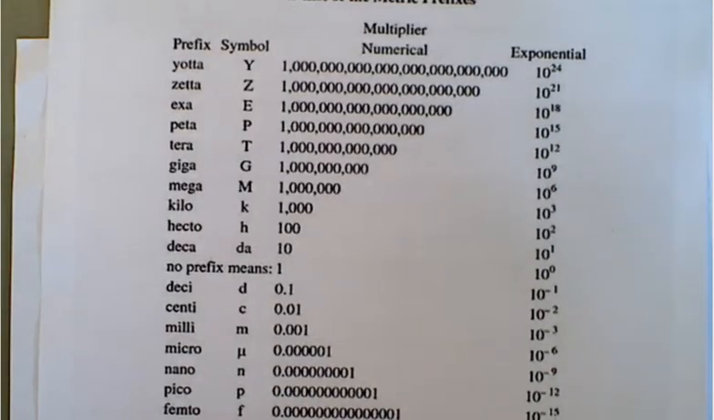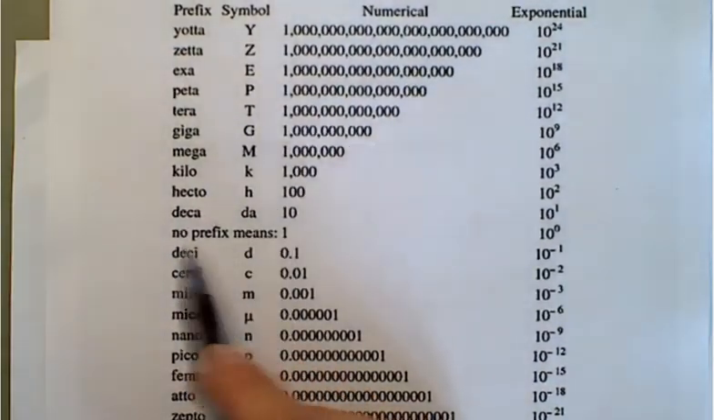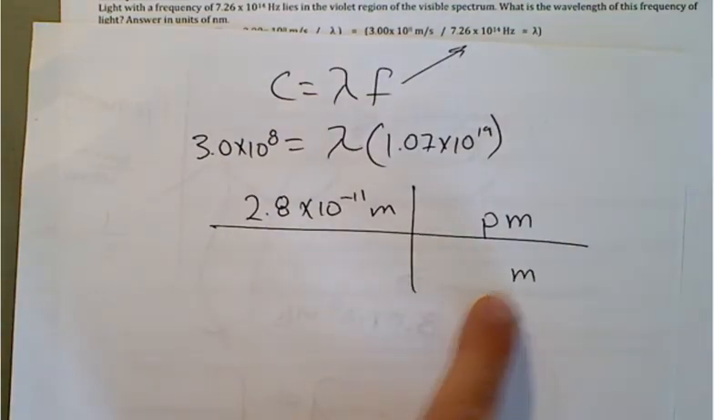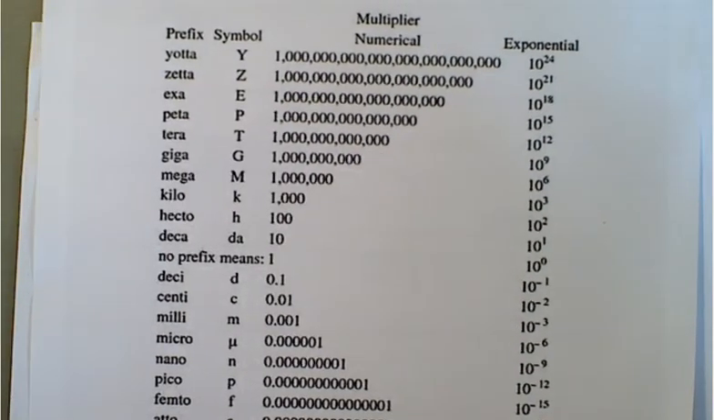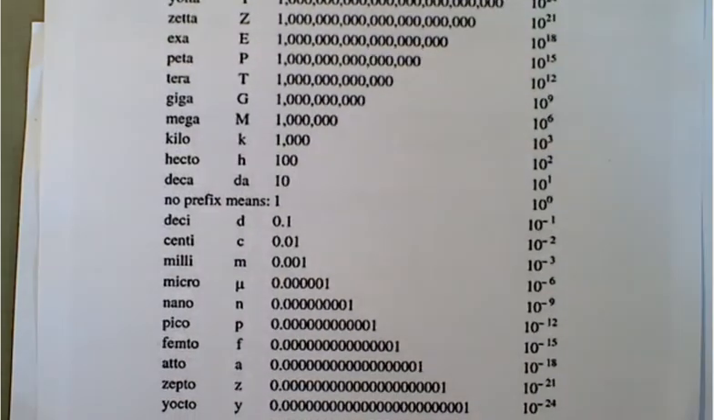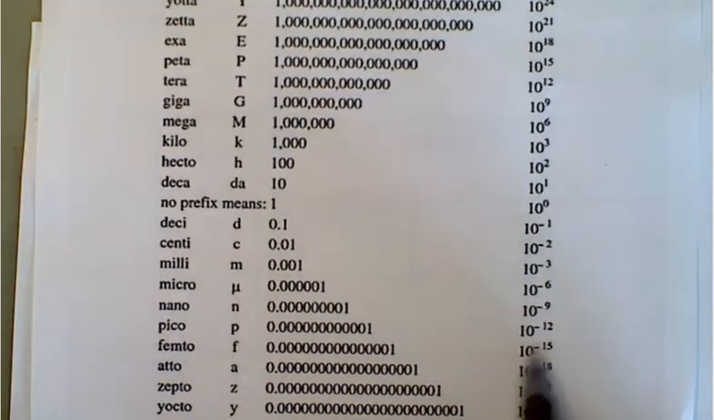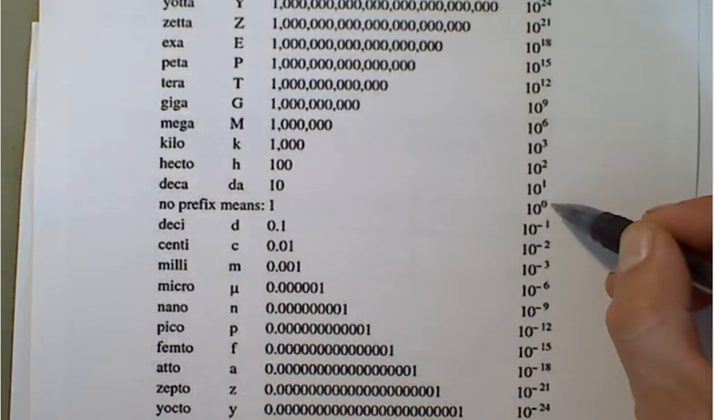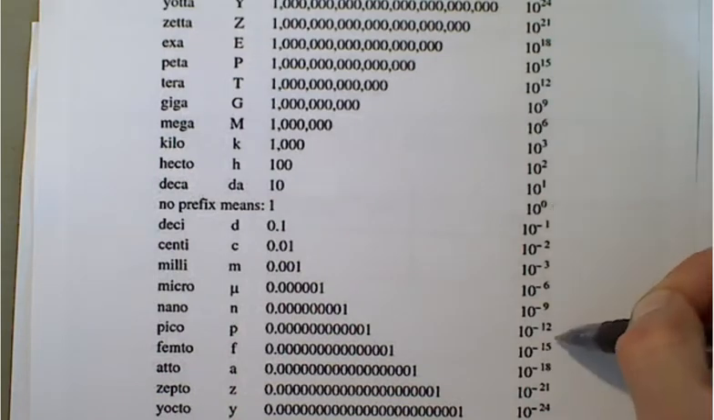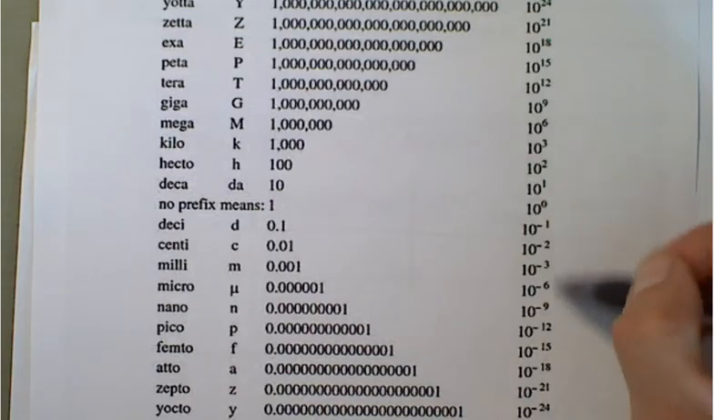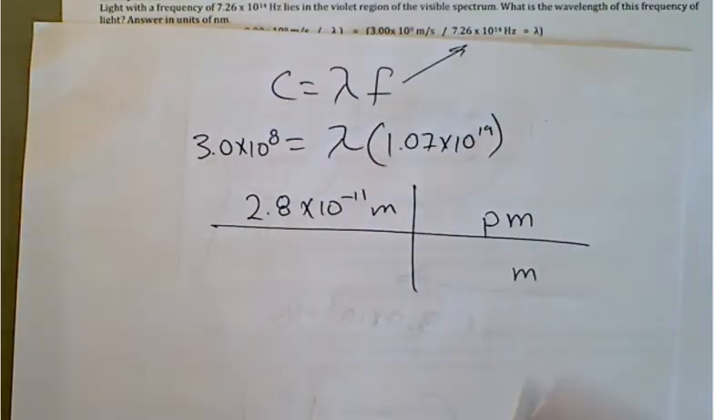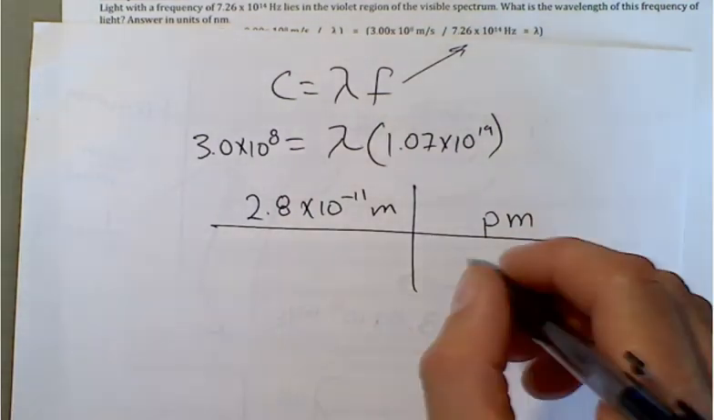So here's that list again. So no prefix means 1. That's this guy right here, 1. And I'm going to go to pico. So if I look down here, I find pico right here, and that's 10 to the negative 12. So if I look at my separation here, so here's my meters to my pico, and that's 12 powers of 10 separation. And so what I got to do is then put it with the small one.